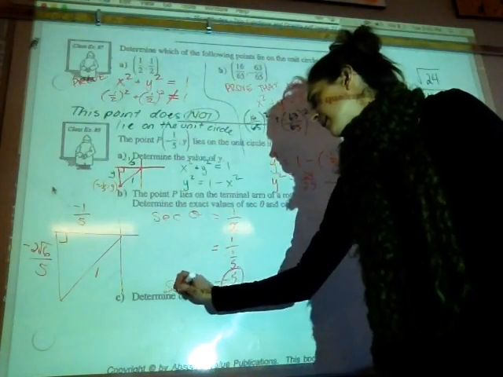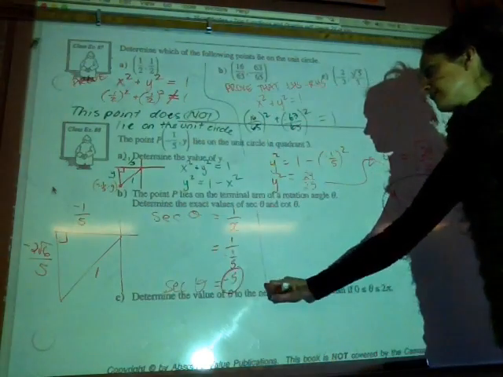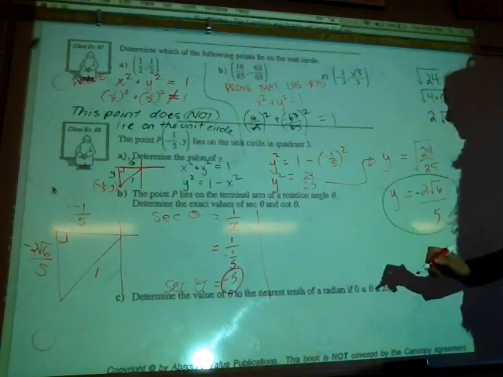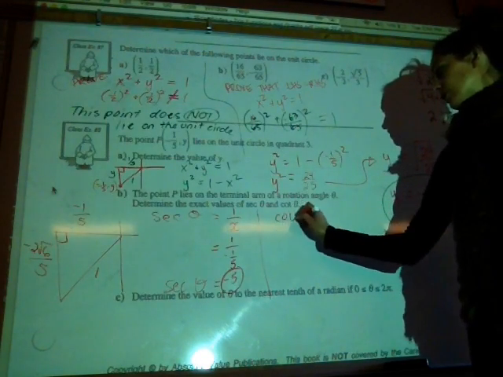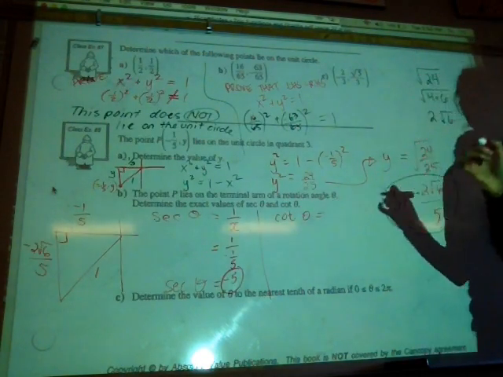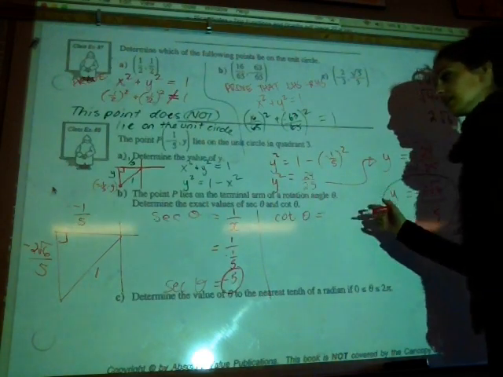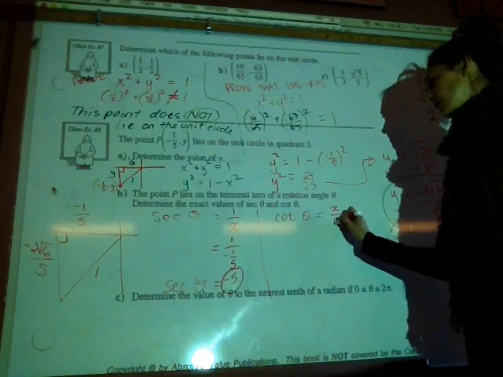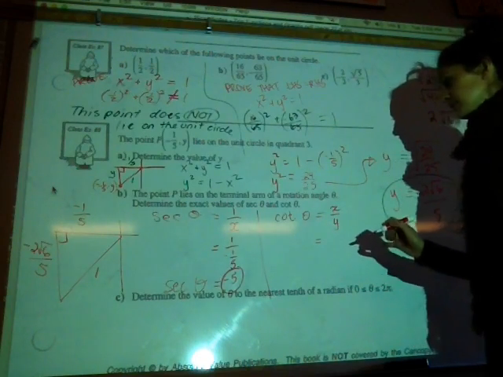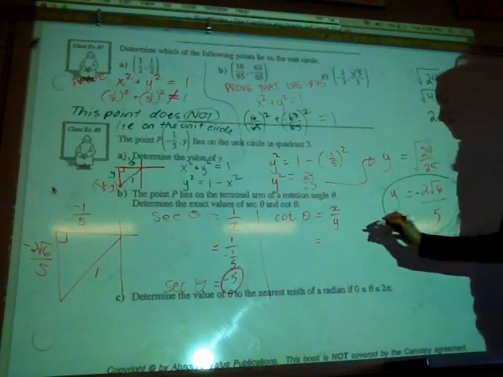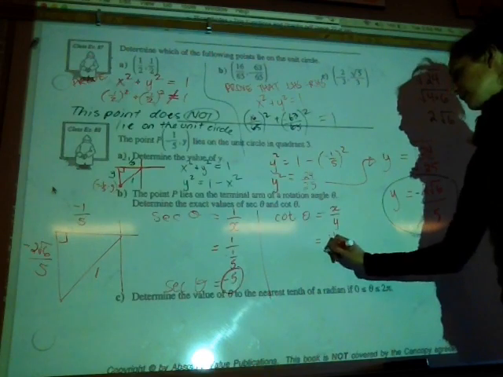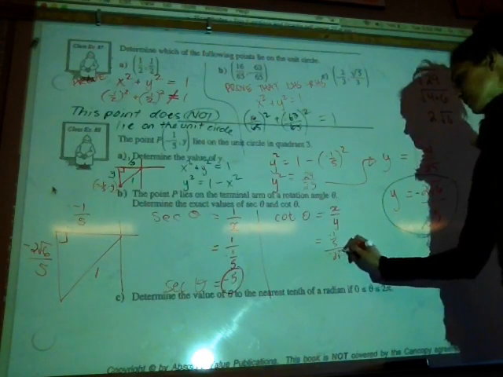So secant theta is equal to negative 5. Cotangent is the reciprocal of tangent. Tangent is opposite over adjacent. So now we're doing adjacent over opposite. So let's plug in our x over y. We have negative 1/5 divided by negative 2 root 6 over 5.